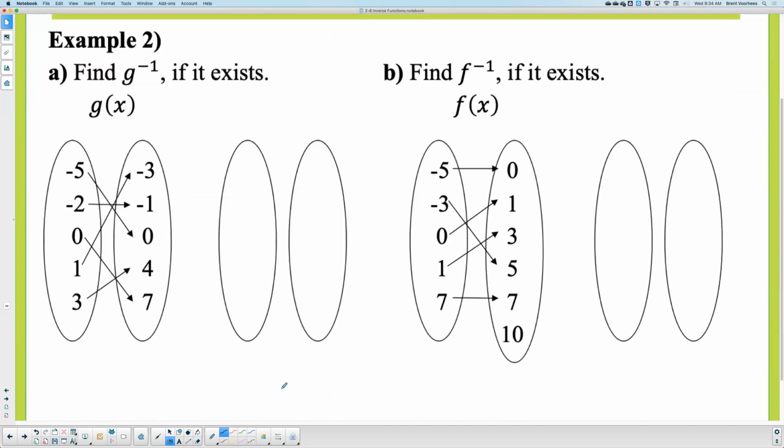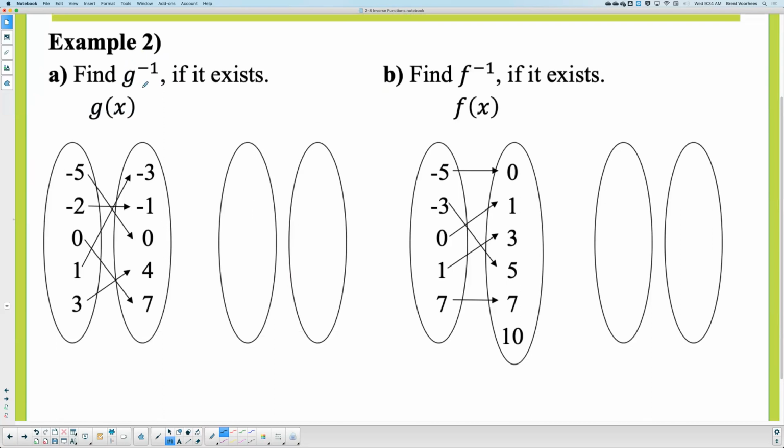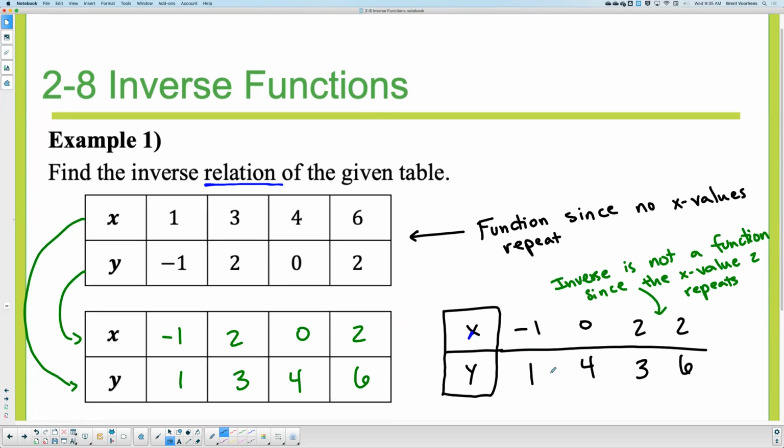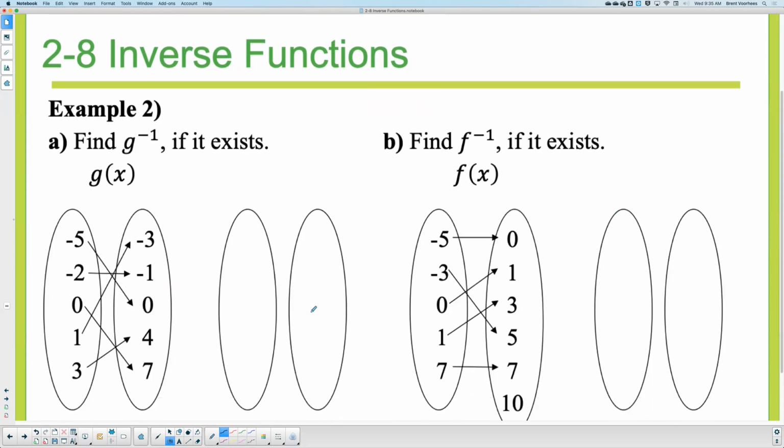It says find g negative 1. What does that mean right there? The inverse occurs. And by the way, if it's not a function, we call it a relation. So you see how on the previous problem I said find the inverse relation. Relation just means one variable produces another. It just means there's a relationship. The x's and y's do have a relationship. So they're a relation. If it's a function, it's always a relation. And even if it's not a function, it can still be a relation as long as they're relating to one another. So there is a relationship there. So that's why we call it a relation.